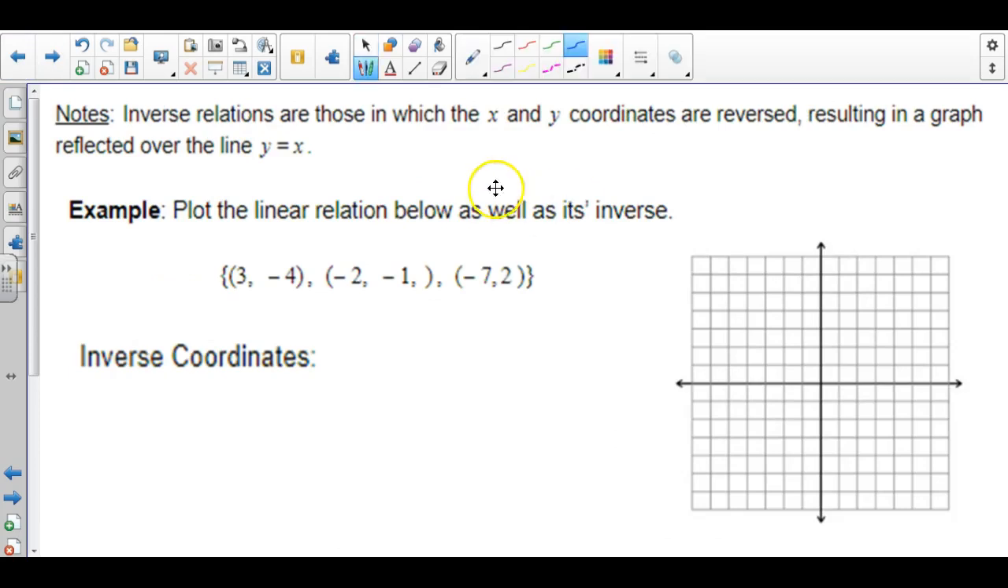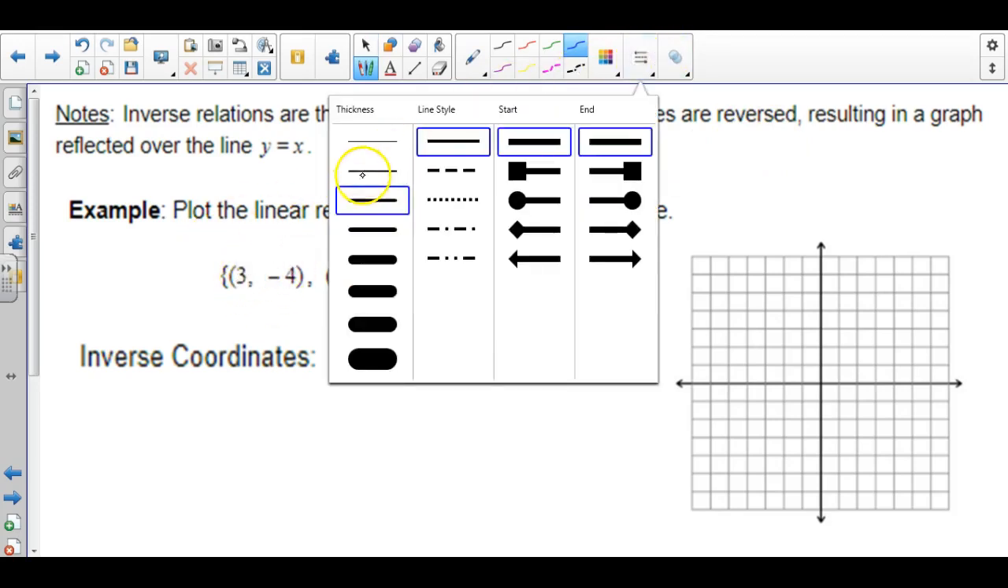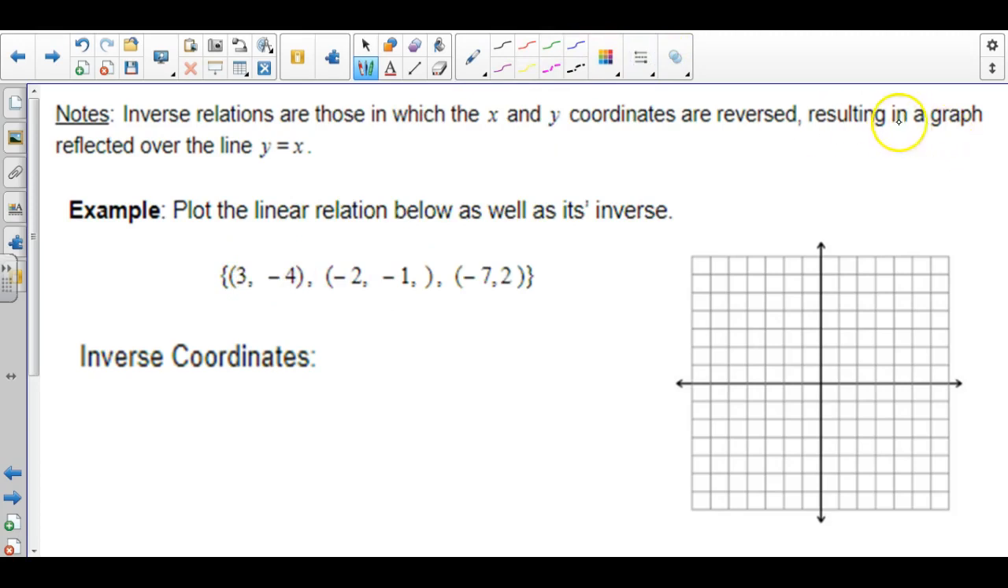That's basically it. I'm going to start off with the definition of what an inverse actually is. Inverse relations are those where your x and y coordinates are reversed. So all you do is flip-flop the x and y's. What it does is produce a graph that is really a reflection over the line y equals x. The line y equals x is really y equals 1x plus 0, where 0 is your y-intercept and your slope is 1. So just to give you an idea, that would look something like this.